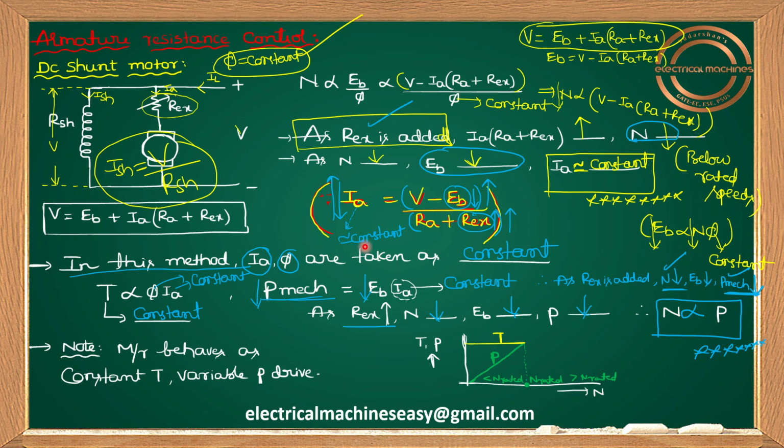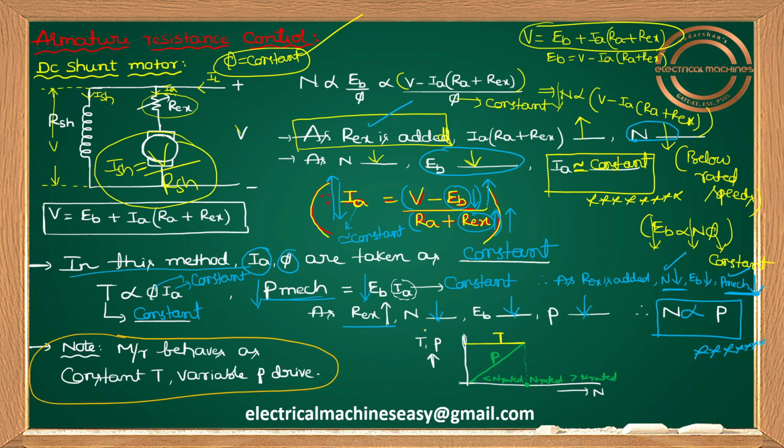In this method, the motor behaves as constant torque. Torque is constant. And what about power? Power is a variable, right? So the motor behaves as a constant torque, variable power drive. It's a very important relation. Please remember: the motor behaves as a constant torque, variable power drive.